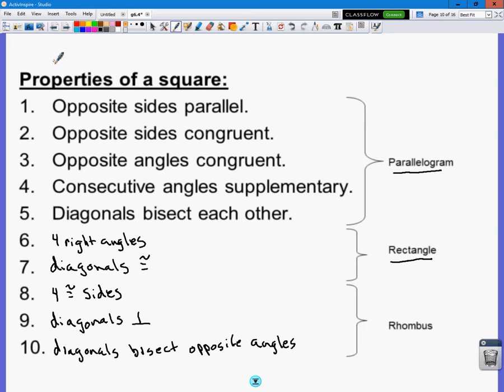So far we're dealing with 4 different shapes. We're dealing with the parallelogram, which had 5 properties. We're dealing with a rectangle, which had 5 properties plus 2. We're dealing with a rhombus, which had the 5 properties plus 3. And then the square, which has 5 properties plus the 2 from the rectangle and the 3 from the rhombus. Questions so far?